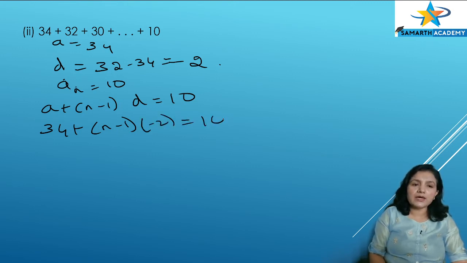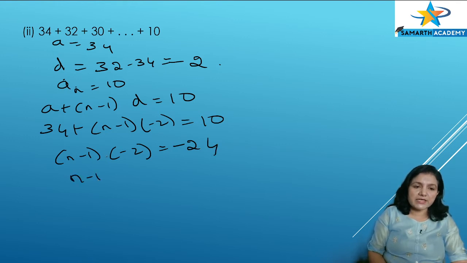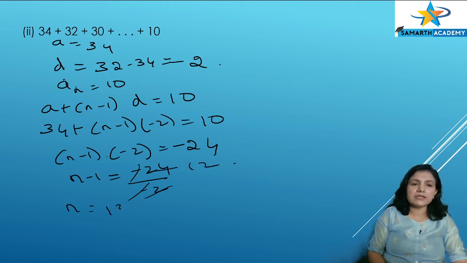This is equal to 10. Send 34 that side. (n minus 1) into minus 2 is equal to 10 minus 34, that is minus 24. Now minus 2 goes that side, or we divide both sides by minus 2. It becomes minus 24 by minus 2. Minus and minus get cancelled. 2 ones are 2, 2 twos are 12. So n minus 1 equal to 12, so n is 12 plus 1, that is 13.